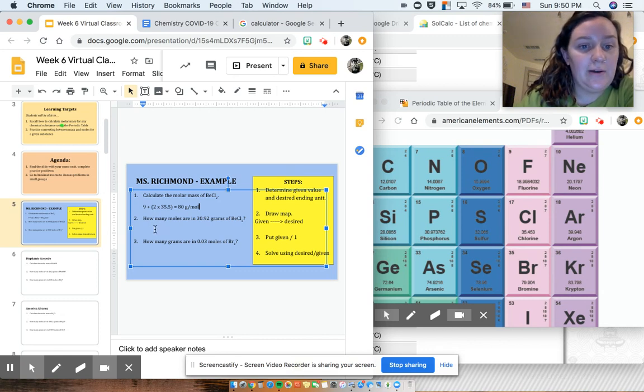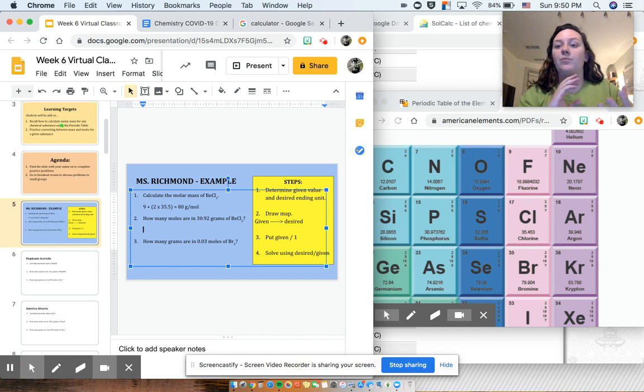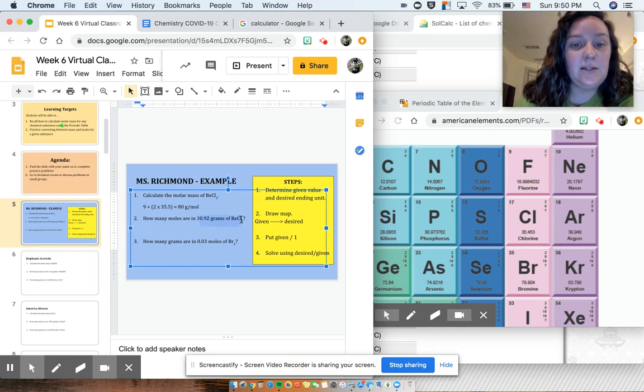For number 2, now it says how many moles are in 30.92 grams of BeCl2. So this is where we're actually doing now a conversion factor problem, right? We're given one unit and we're trying to convert into a different unit. So we're given grams of BeCl2 and we're converting into moles of BeCl2.